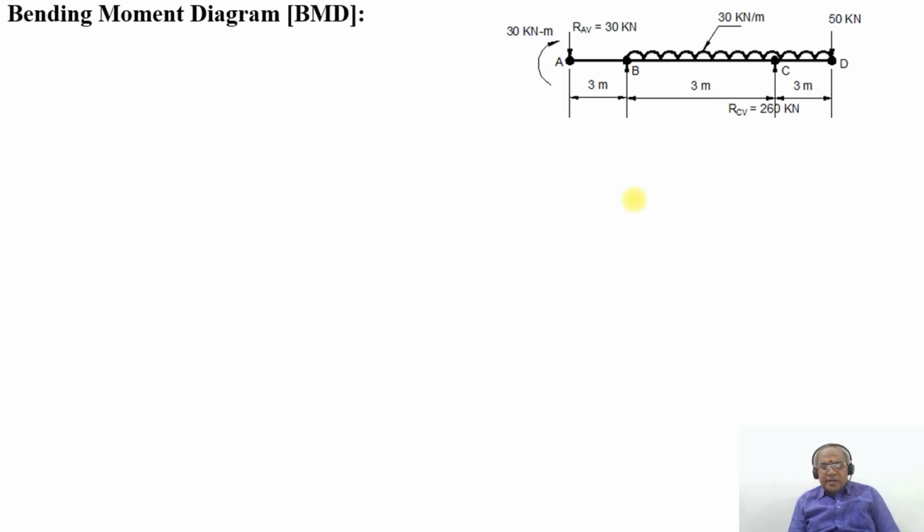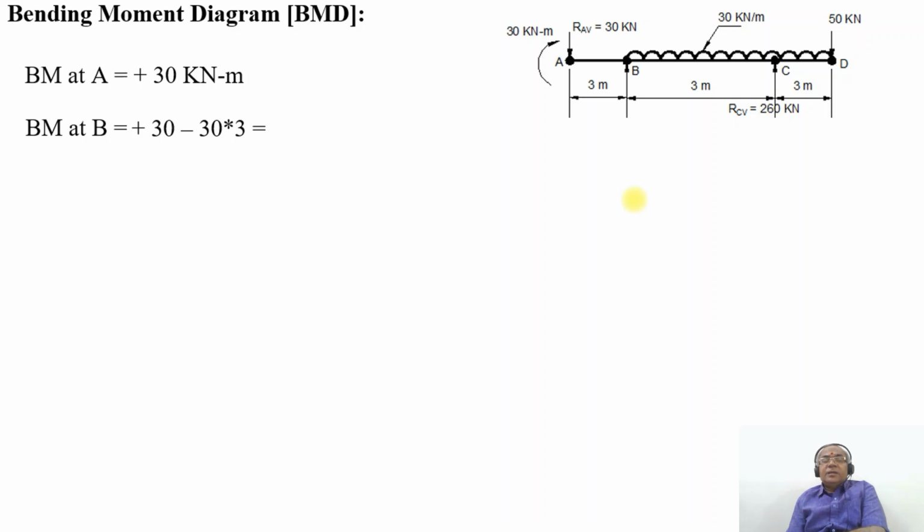Now we are going to consider the bending moment diagram. So what is the bending moment at the point A? The bending moment at the point A, because of the clockwise direction, it sags there. So therefore, you are going to get it as positive, plus 30 kilonewton meter. So BM at B will be equal to plus 30 minus 30 into 3, because it hogs as the load is acting downwards. The tendency of the beam is to bend in the downward direction, so it becomes hogging. Therefore it becomes negative. So plus 30 minus 30 into 3 is going to give you minus 60 kilonewton meter.